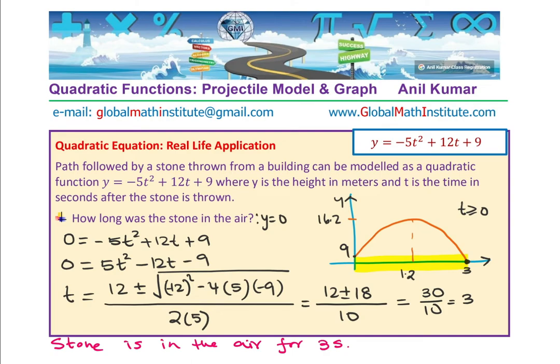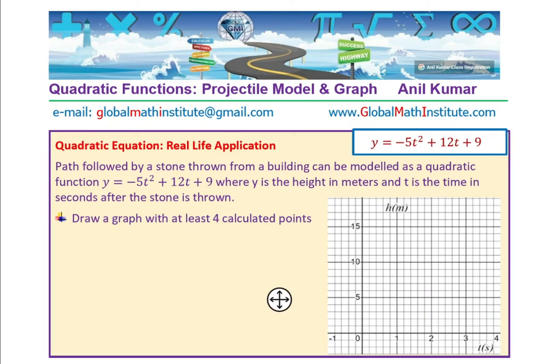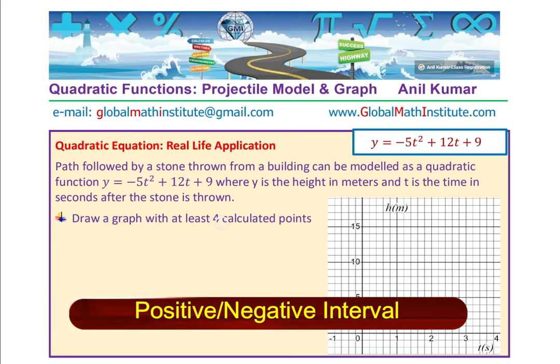Perfect. So with this, we got all the needed information, and now we are moving on to the last part of the question, and that is, how do we sketch the graph? Now, we had been sketching the graph as we moved along, but let's put it on the coordinate plane. So here is a graph paper for you. The question is, draw a graph with at least 4 calculated points. Well, we already calculated 3 of them. Do you remember these 3?